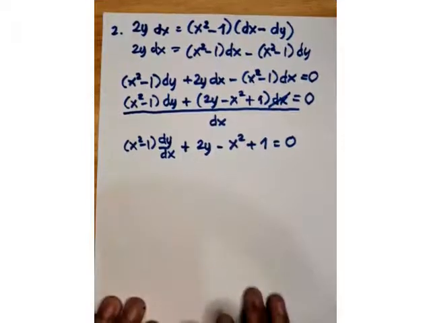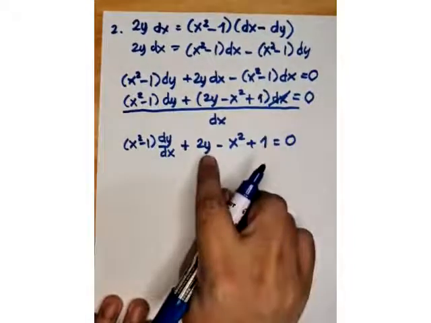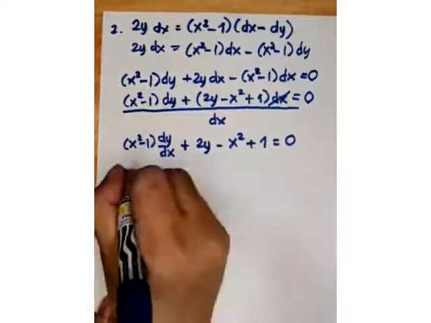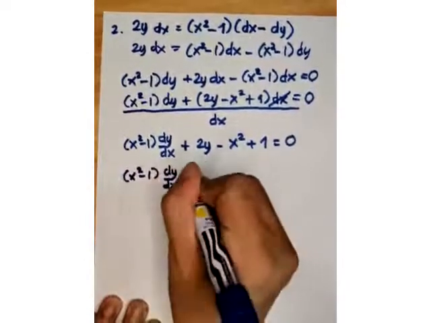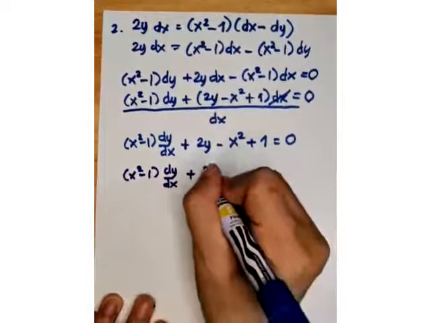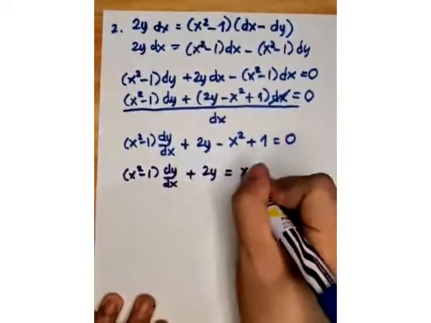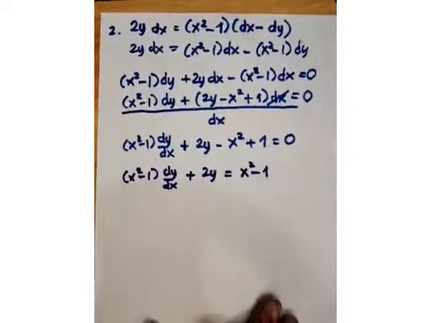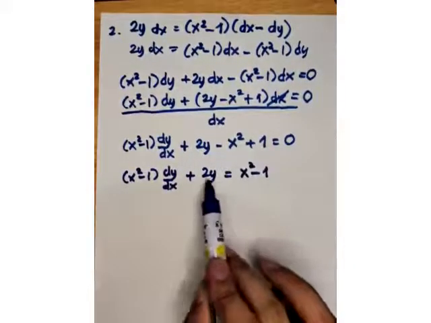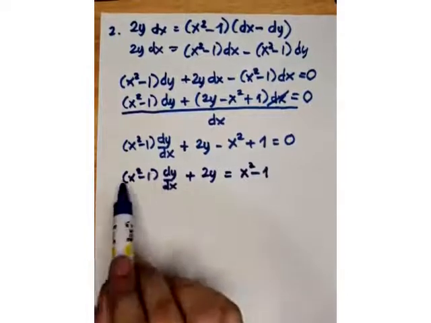Okay. Kung wala, okay. So i-retain natin yung may y dito, the rest to the right. So we'll have x squared minus 1 dy over dx plus 2y is equal to x squared minus 1. Yan. Okay, since okay na, so kailangan matanggal na natin ito dito.